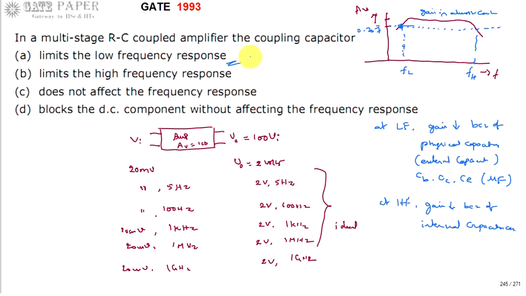With the help of the coupling capacitors, we can determine the value of FL. By using CB, CC and CE, FL is calculated: FL with respect to CB, FL with respect to CC, FL with respect to CE. We calculate three values, and whichever is the highest will be the actual lower cutoff frequency. So in a multi-stage RC coupled amplifier, the coupling capacitor limits the low frequency response. So the answer is A. Thank you.